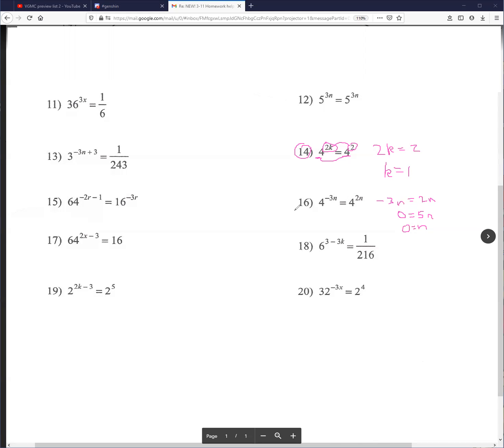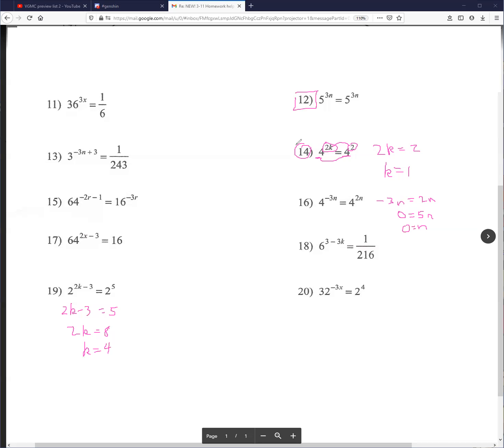Now, for the rest of these, well, okay, 19 is pretty easy too. 19 again, the bases match, so 2k minus 3 equals 5. And we can solve from there, 2k equals 8, k equals 4. Bada bing, bada boom, these are nice and easy. Now, just about all of these other ones are going to be a little more complicated. The only one that doesn't follow the same mold as the others at this point is 12.